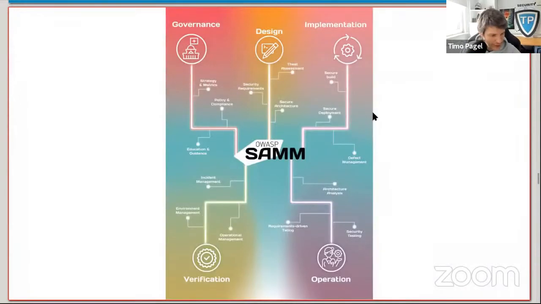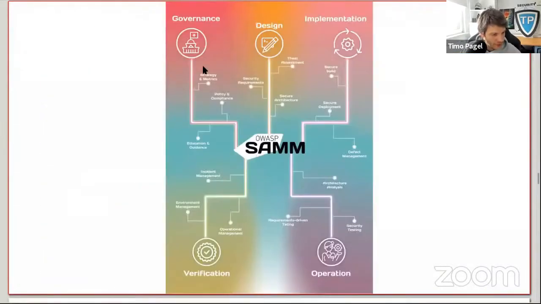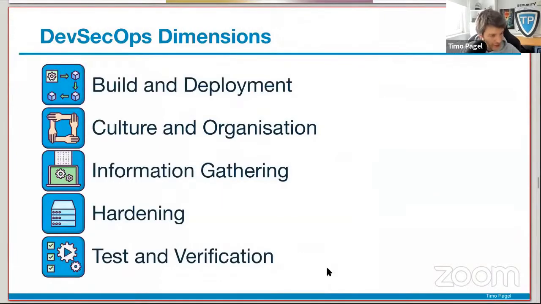This is the representation of which you could choose for SAMM, with governance, design, implementation, verification, and operations. And in DSOMM, we have build and deployment, culture and organization, information gathering, hardening, and test and verification. I chose to use the DevOps dimension, which I have shown first, so that it's easier for engineers to relate to the categories I chose.